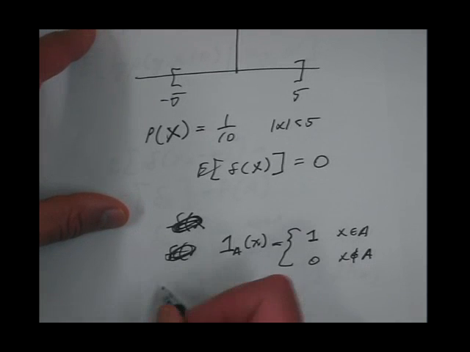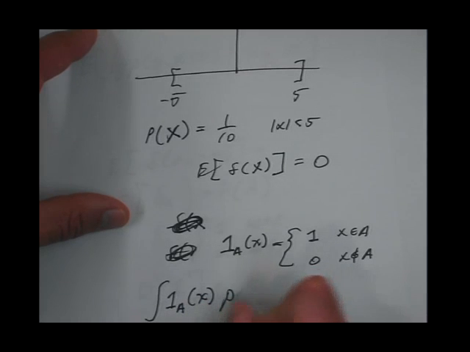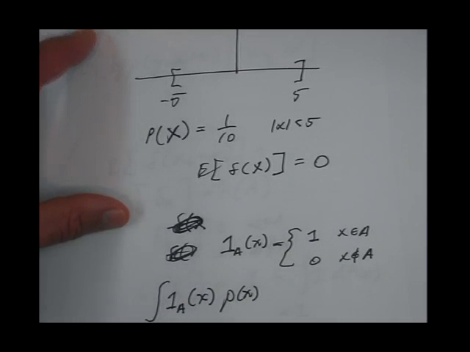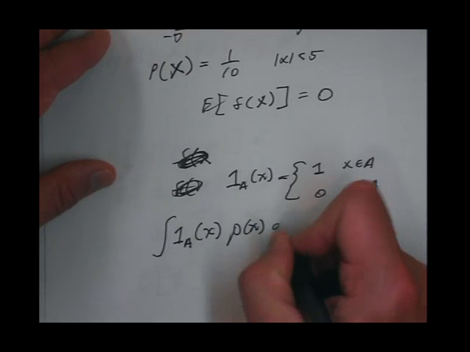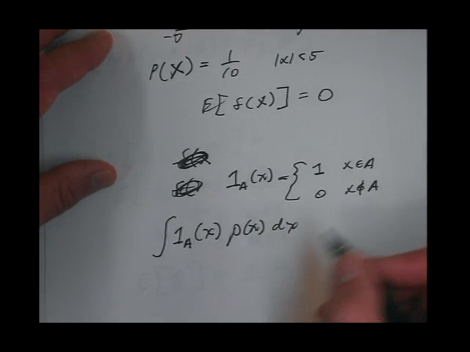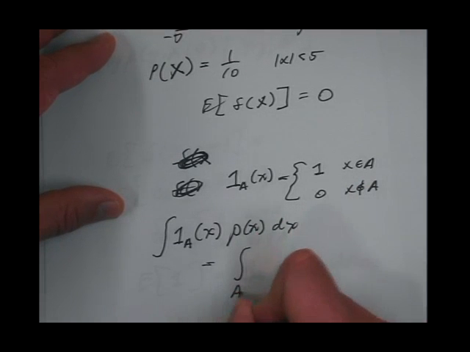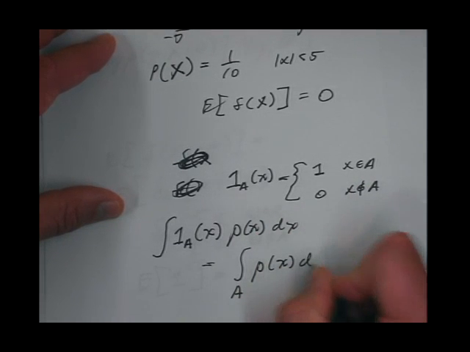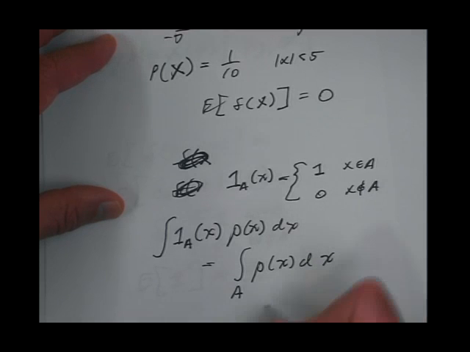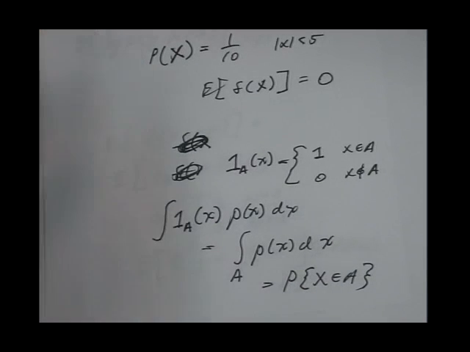Then what you're going to end up having is the integral of delta A of x, using sort of simple notation, times p of x dx, right? Okay. So that's going to be equal to the integral over A of p of x dx, right? And that's going to be equal to the probability that x is in A. Okay. So my point here is that you can express probabilities as expectations.